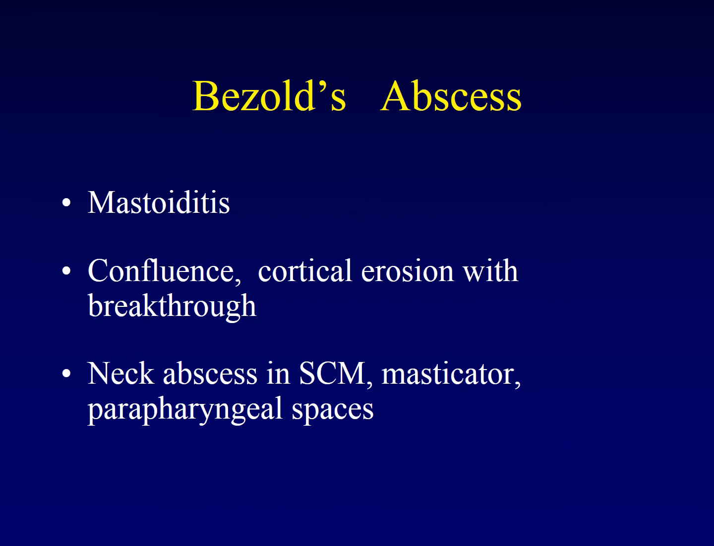Another potential complication of deep space infections is Bezold's abscess. Bezold's abscess is a complication of mastoiditis. When you have a coalescent mastoiditis with confluence of the air cells, and you get cortical erosion of the mastoid tip, specifically the mastoid tip, you can have breakthrough of this infection down into the neck. The resulting abscess usually occurs in or around the sternocleidomastoid muscle, but can secondarily involve the masticator or parapharyngeal spaces.